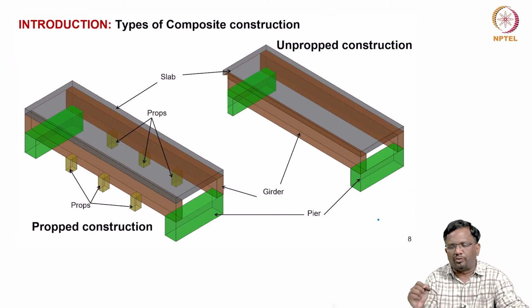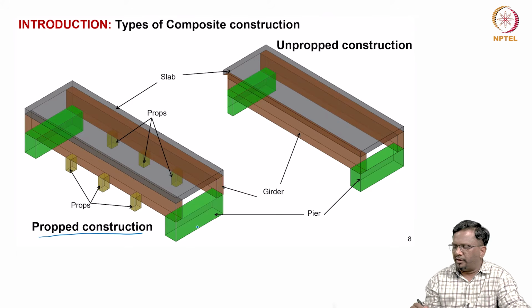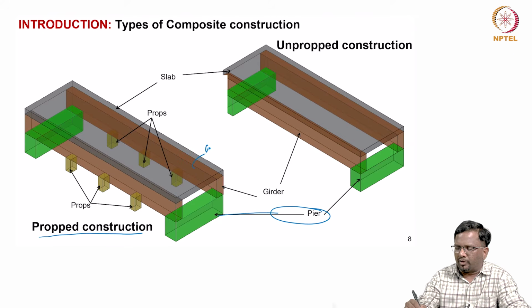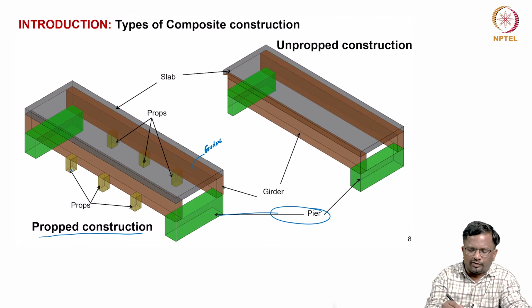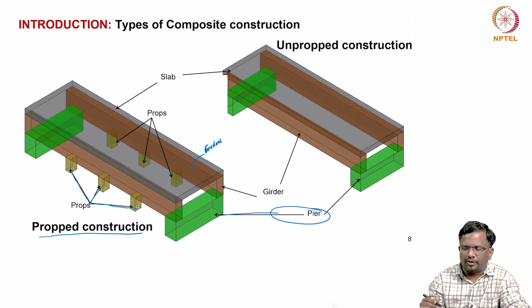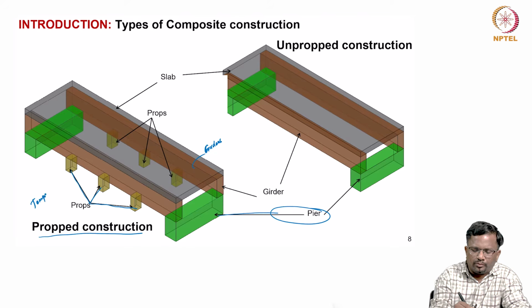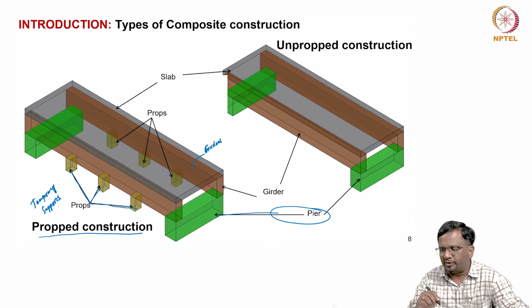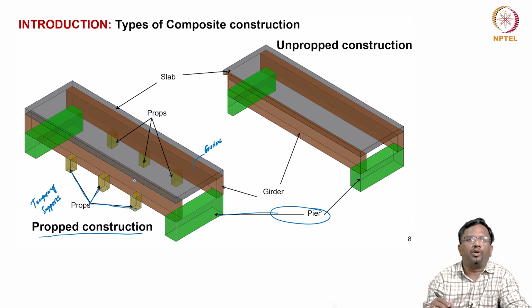In that we have two types of construction. One is a propped construction, as you can see here. This is your pier, and the brown colors are basically your girders. Now, in addition to the pier support, you also have support from these props. These are basically additional temporary supports. When I do that, the girder is going to deflect only between the props.